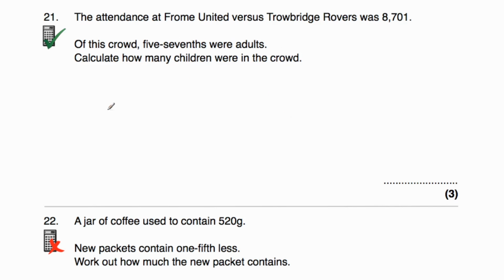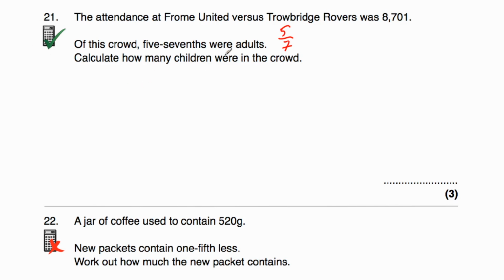Now I can think of two different ways we can approach this question. One way is to work out how many adults there were. So this 5/7 of the crowd are adults. So we could work out 5/7 of 8,701, and that would tell us how many adults there are. And then take that away from 8,701 to see how many children are in the crowd. So that's one way we could do it. Alternatively, if we know that 5/7 are adults, the rest must be children, and that'll be 2/7. So we could just work out 2/7 of this number. I'm actually going to show you both approaches now.